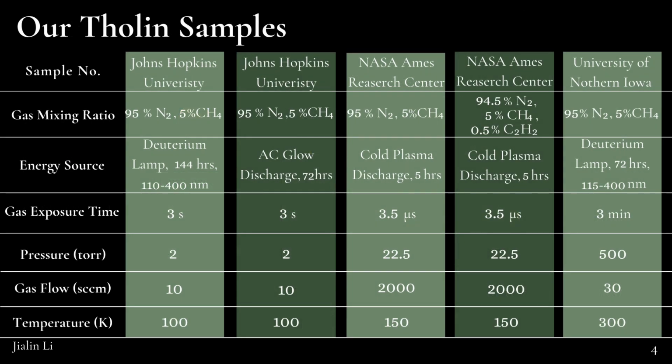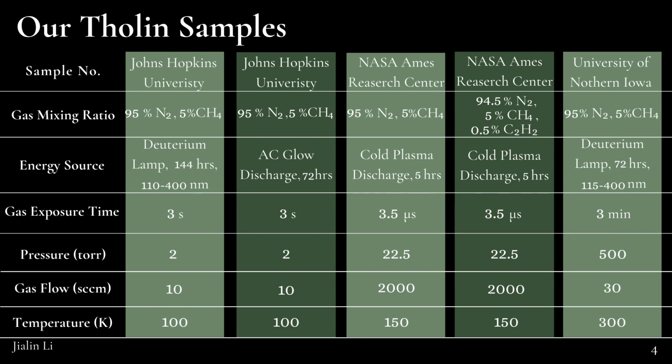For our study, we used 5 different samples produced in different laboratories under different experimental conditions. I have listed their respective energy source, gas exposure time, pressure, gas flow rate, and temperature here. The two energy sources used to produce the samples are UV radiation and cold plasma discharge. 4 of our samples are from a gas mixture of 95% nitrogen and 5% methane, and the other is 94.5% nitrogen, 5% methane, and 0.5% acetylene.